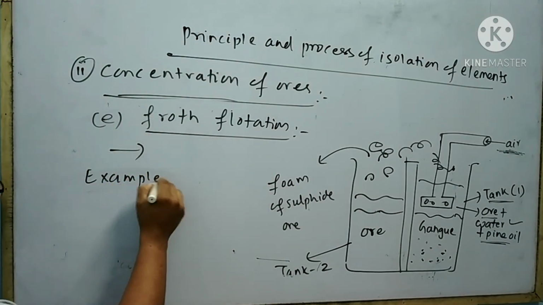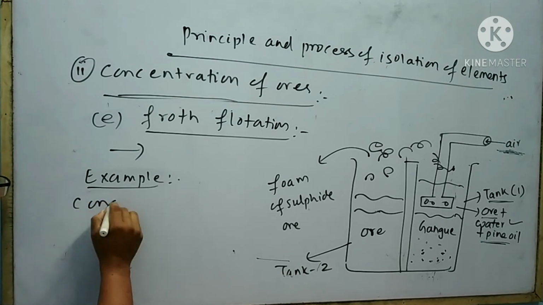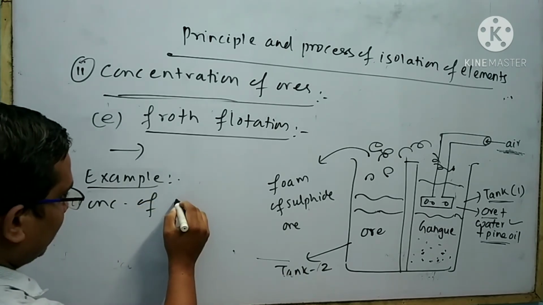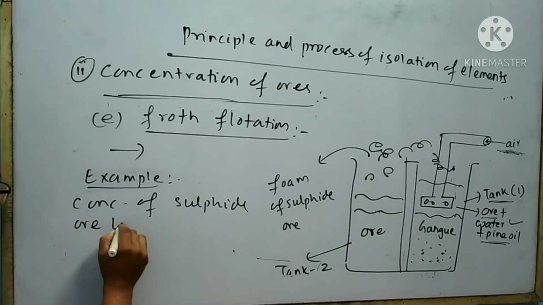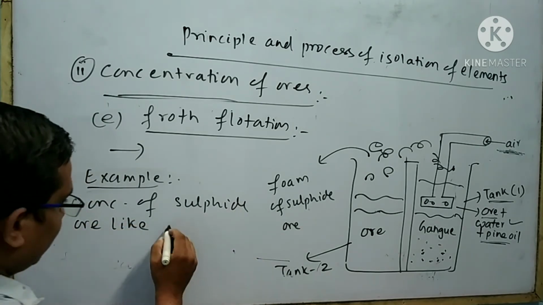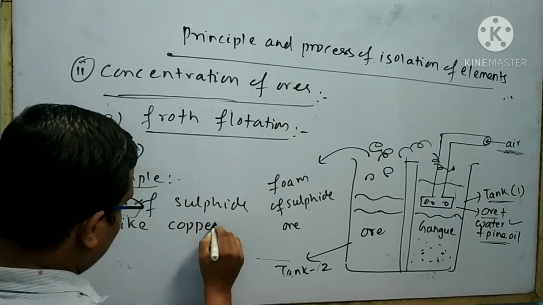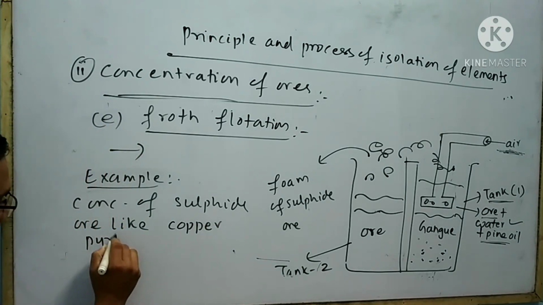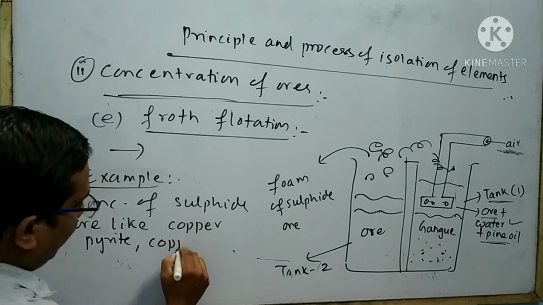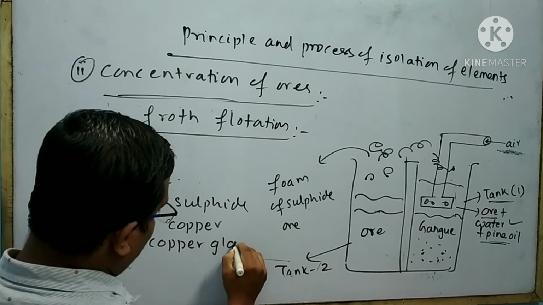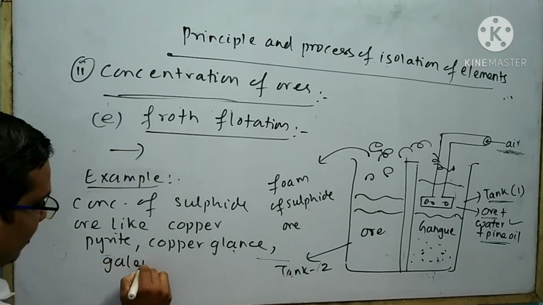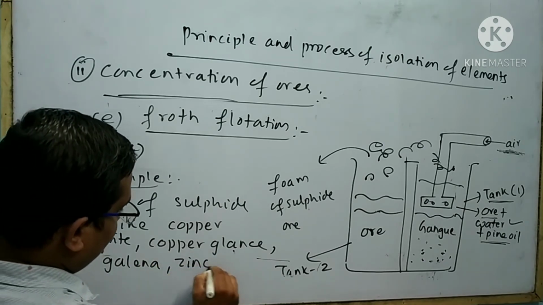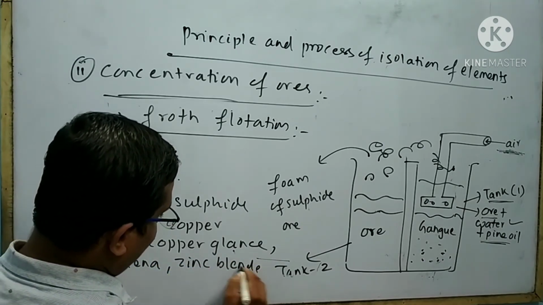Examples are concentration of sulfide ores like copper pyrite, copper glance, galena, zinc blende, etc.